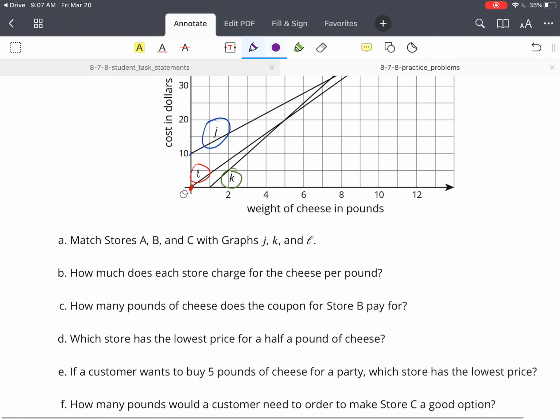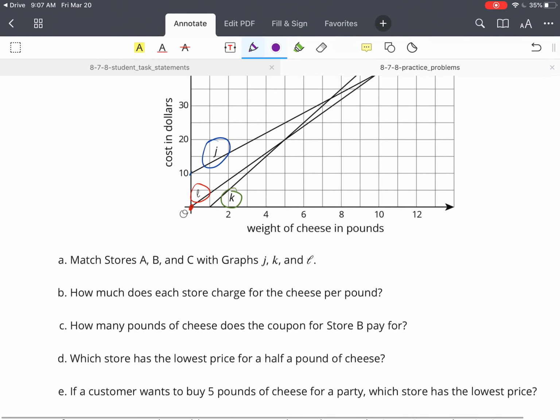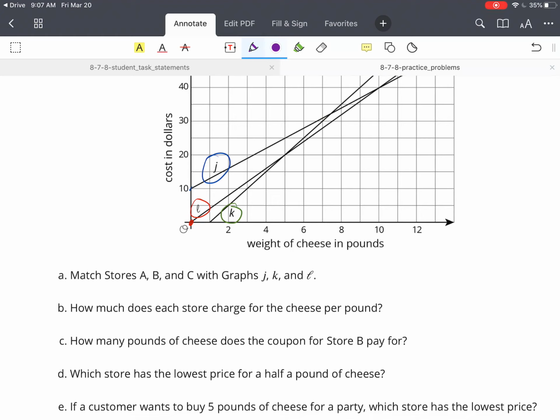Okay, so how much does each store charge for the cheese per pound? Okay, I gotta stop. So we gotta find the slopes. We gotta find out what A equals, what B equals, and what C equals. Okay, so if we take a look at, let's take a look at this one here.